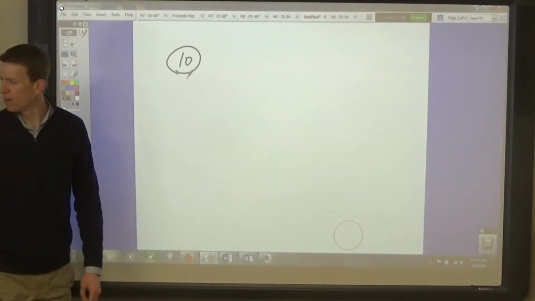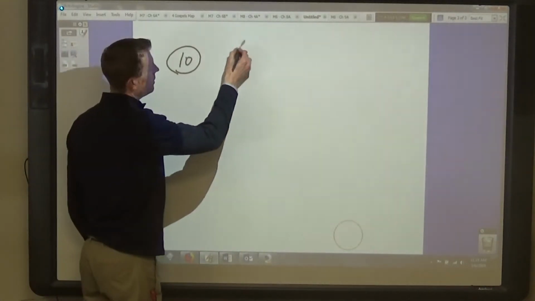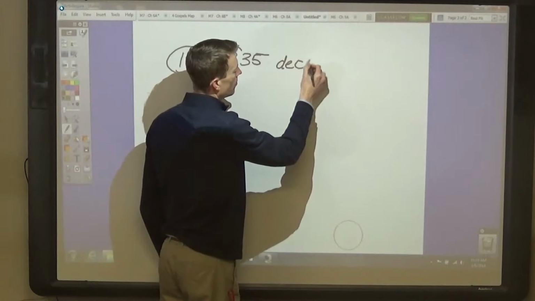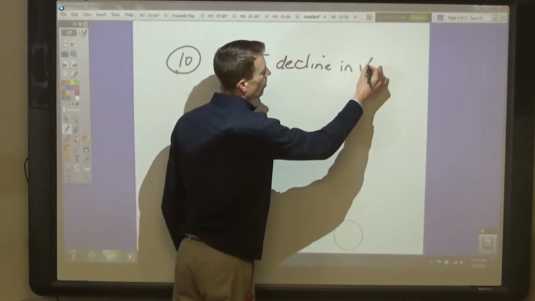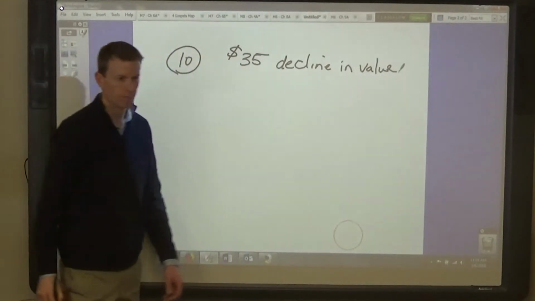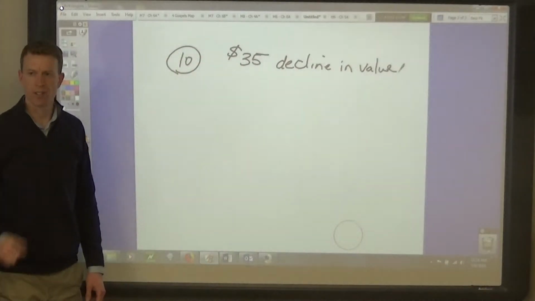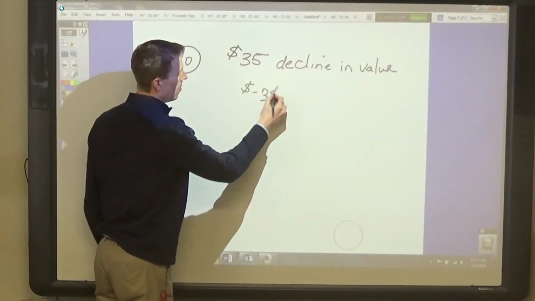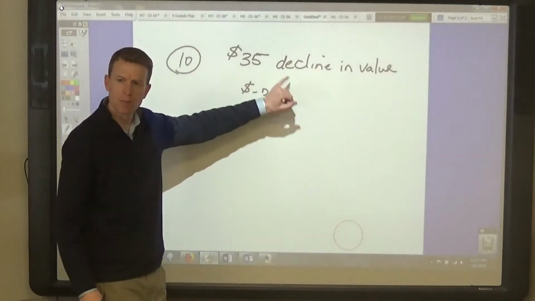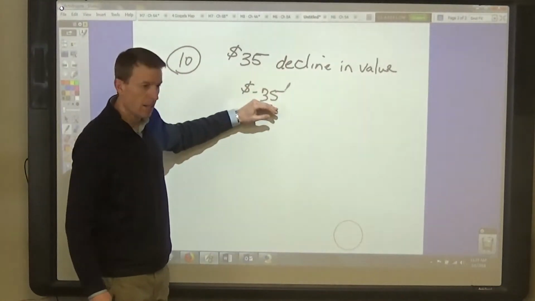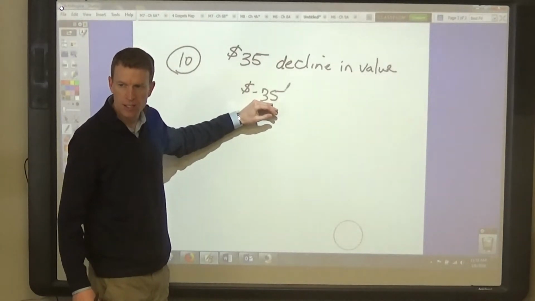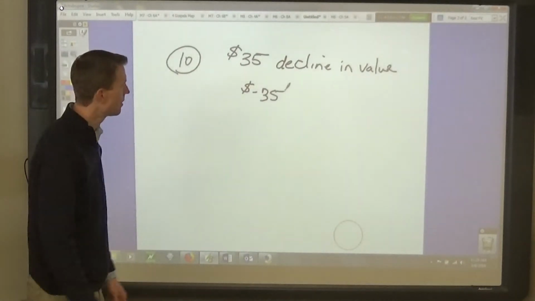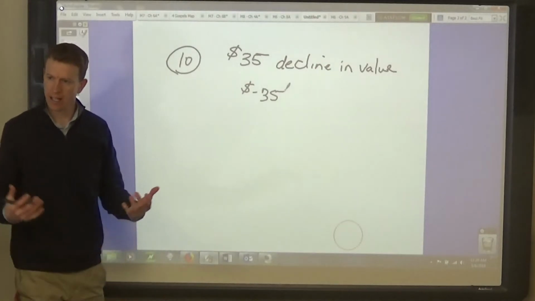So, if a $35 decline in value, how would you write that as an integer then, Brayden? Negative 35. Yep, negative $35. There's other ways that it's said. Sometimes it might say it lost $35 if you have an investment that went down in value. A loss of $35 would be a negative amount.